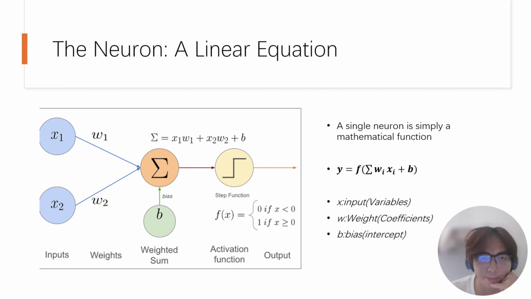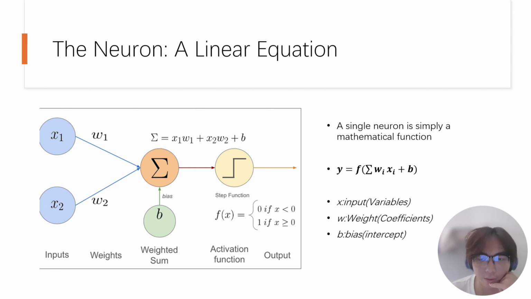On the screen, you see a diagram of a single neuron. It looks like a biological structure inspired by the human brain, but mathematically, it is simply a linear function. Please focus on the formula. Y equals f of the sum of w_i x_i plus b. This is the heart of the neuron.